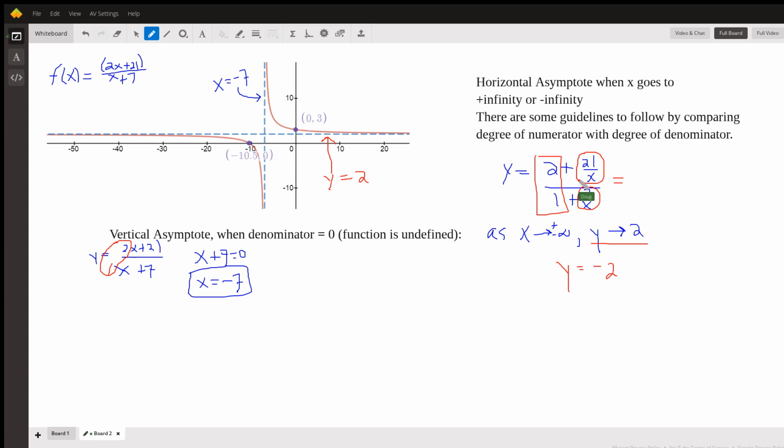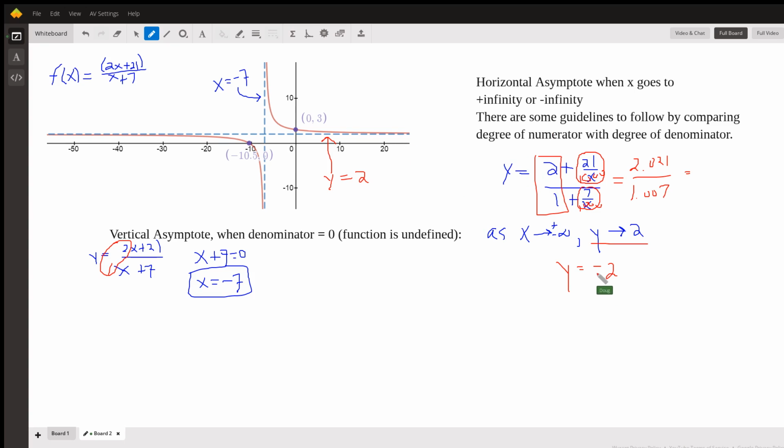Because again, if you put a number in here like 1,000 for x, you get 2 plus 21 thousandths, that's 2.021, divided by 1 plus 7 thousandths. That's going to be really close to 2. And the further you go out this way, the closer the y value will be to 2.